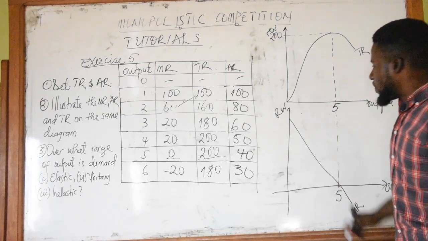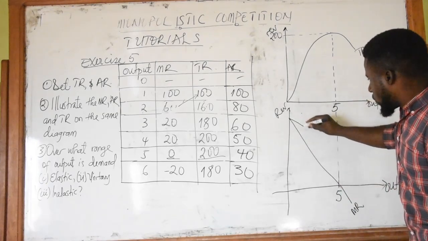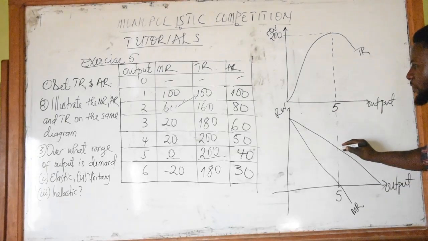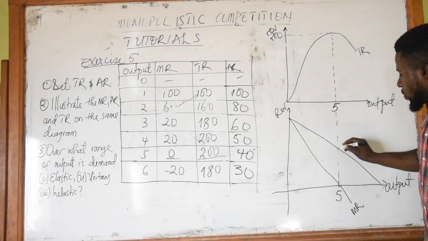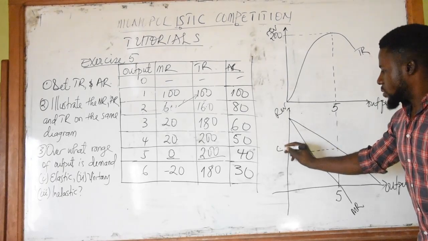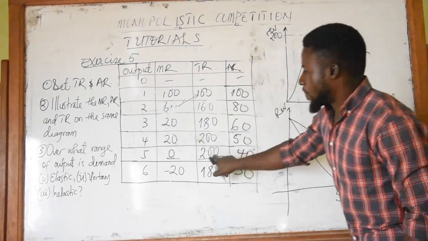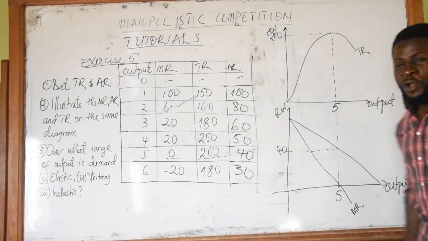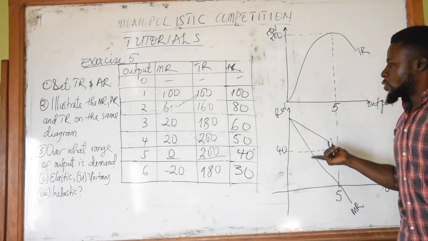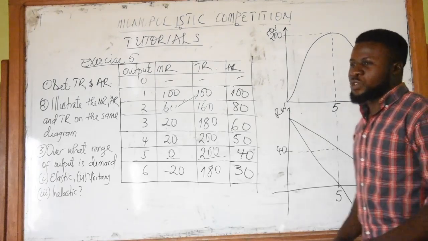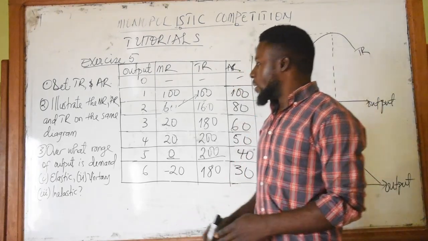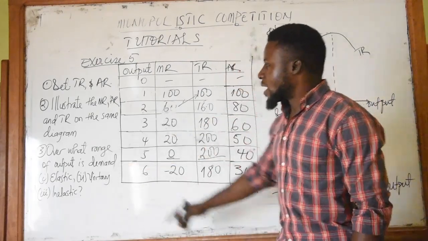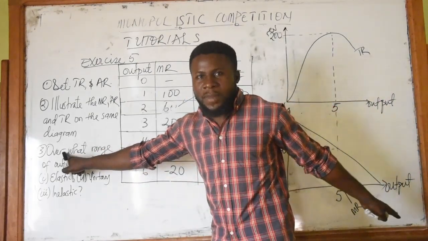And then at that same fifth output level, let us see what happens to our average revenue. Our average revenue at the fifth output level is equal to 40. This is it. It is equal to 40. And then we can use this diagram to explain the relationship that exists between marginal revenue and the price elasticity of demand. Let us see. Let us answer the third question, then we will come back to that diagram.